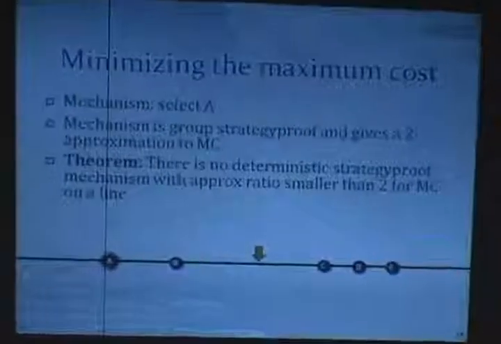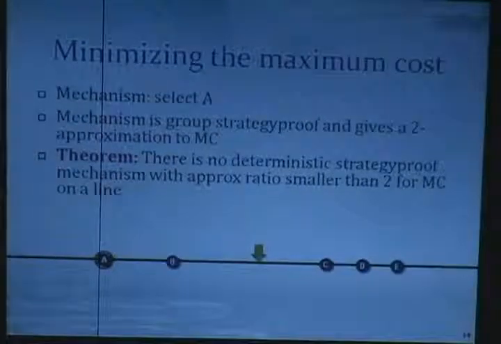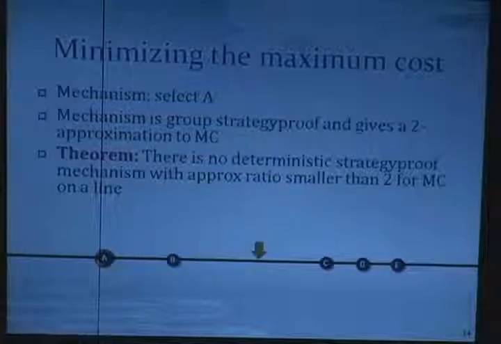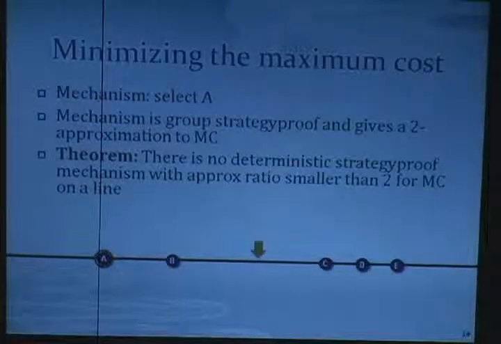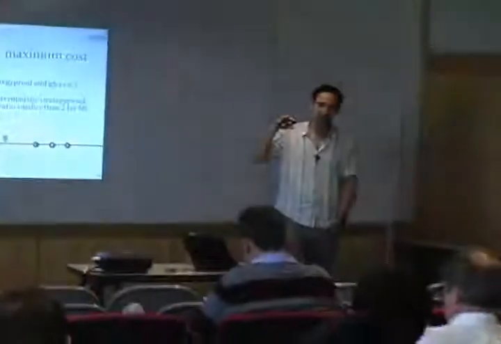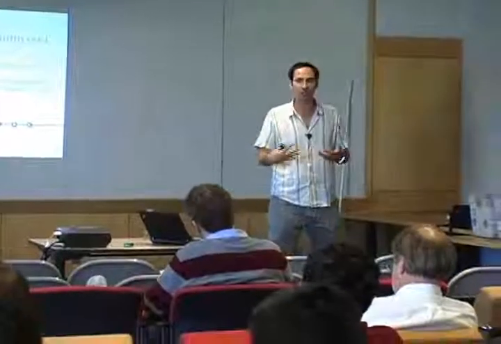If you want a deterministic strategy proof mechanism, when the agents are on a line, you can't get a ratio better than 2 for the maximum cost. So if you want to minimize the maximum cost in this setting, this trivial dictatorship mechanism is the best thing you can do. You can't do better. And that's kind of strange. Now, what I want to show you is that, once again, if we allow randomization, we can do better. With randomization, we can push beyond this lower bound of 2.